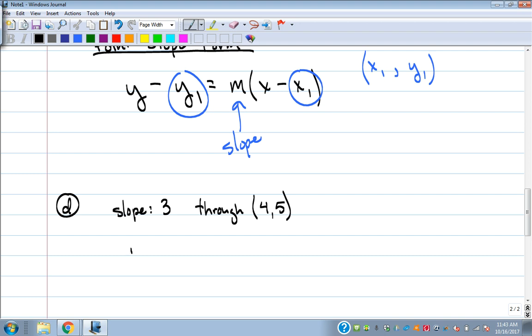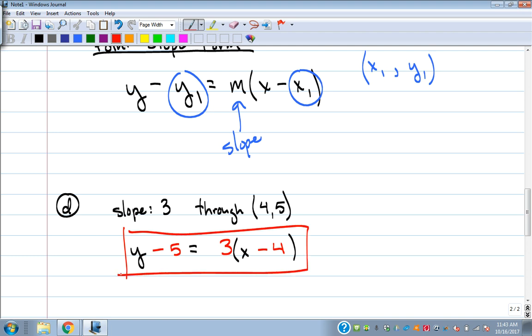So our point slope form, I'm just putting the stuff that's always there in black, and I'm going to fill in the other. What's the slope? 3. Where does that go? Outside the parentheses here in front. Okay, so the 3 goes there. And then our ordered pair, we have an x and a y. So it's x minus 4 and y minus 5. And that's the point slope form. Don't do anything else to that one.